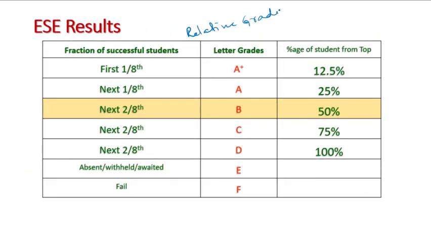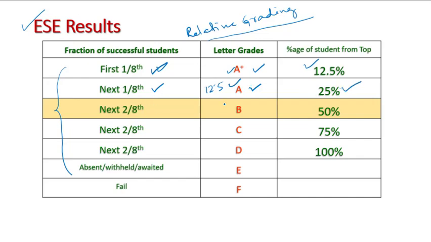We will discuss the attainment level of CO for a system in which relative grading system is used. And in the example we have taken, in the end semester examination, the grading system is like this. The first 1/8 of the students are awarded A+ grade, and this constitutes 12.5% of the successful students. Next 1/8 of the students are awarded grade A, and this also constitutes 12.5%, but both A+ and A will be 25%.